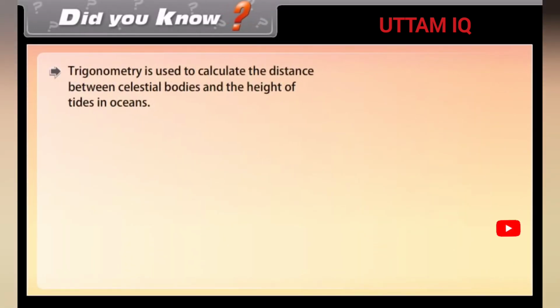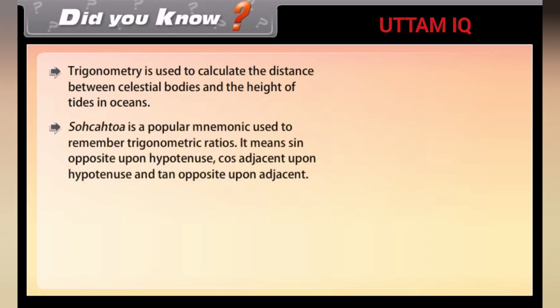Did you know? Trigonometry is used to calculate the distance between celestial bodies and the height of tides in oceans. SOH CAH TOA is a popular mnemonic used to remember trigonometric ratios. It means sine opposite upon hypotenuse, cos adjacent upon hypotenuse, and tan opposite upon adjacent.